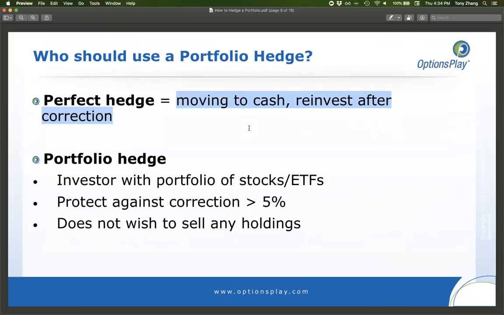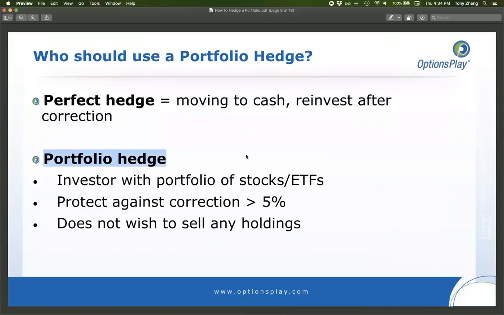Perhaps you have stocks in your account that you have very low cost basis on, and you don't want to move into cash because that means that you have to pay a huge tax bill. Or perhaps you have some stocks that you rely on the dividend for income, and you don't want to move into cash because you lose that income stream. So these are all reasons that someone may not want to move into cash. So what is an alternative? The alternative is this portfolio hedge that we're talking about.